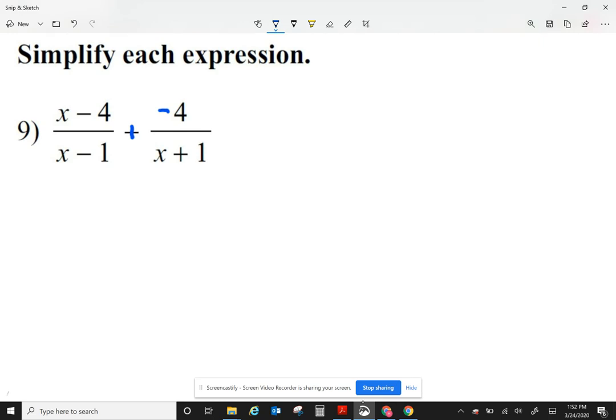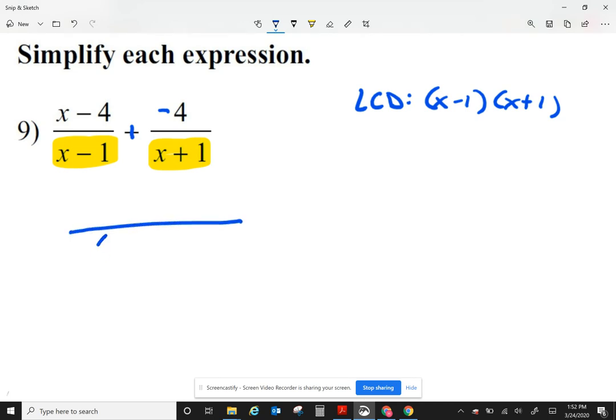So now let me find my least common denominator. I'm just looking at the denominators here. From the first fraction, I must have x minus 1. From the second fraction, I must have x plus 1. First, I look into, could I factor the denominators? I couldn't. So now my LCD, my least common denominator, should have both x minus 1 and x plus 1. So on my fraction, I'm going to have x minus 1 and x plus 1.